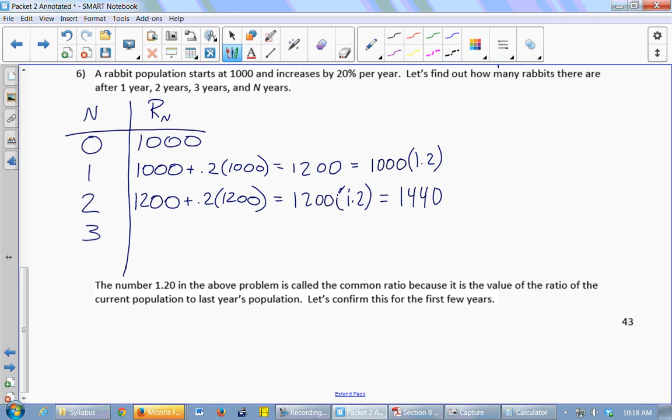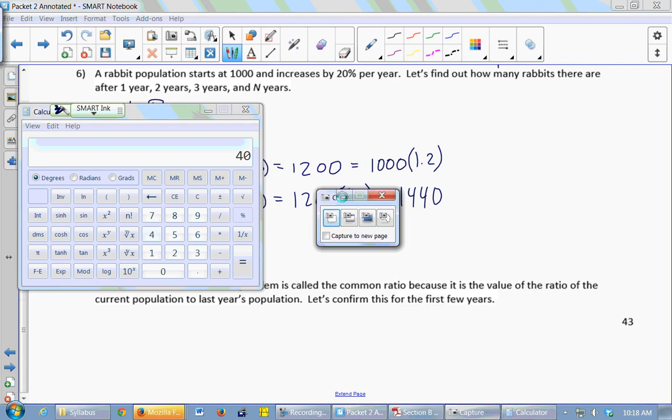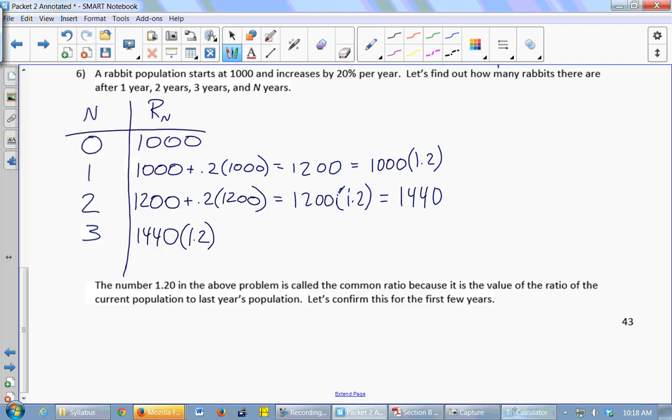In year 3, I'm going to take my 1,440 and multiply it by 1.2. That increases it by 20%. And I can't remember the answer to that one. 1,728. Oops. 1,728 rabbits in year 3.